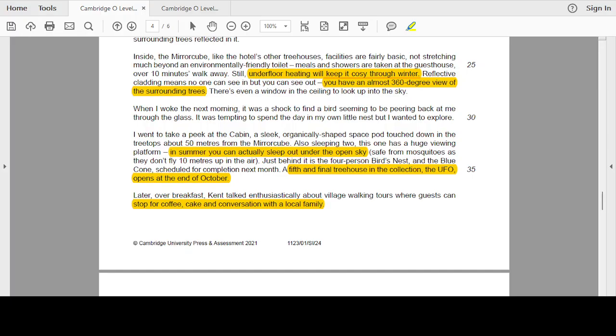Either of these is taken as one point. So if I think, oh, I can include this and this, you could, but the mark scheme lists that as a single point. Oh, this one is right. Reflective cladding means no one can see in, but you can see out. So there's privacy. As a guest, would I like privacy? Yes, I would.